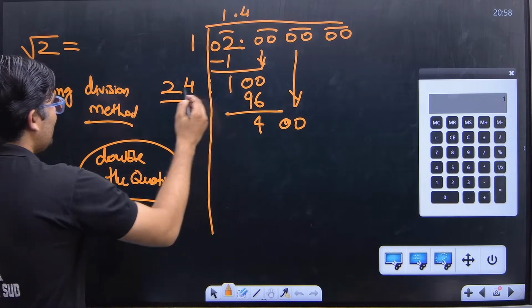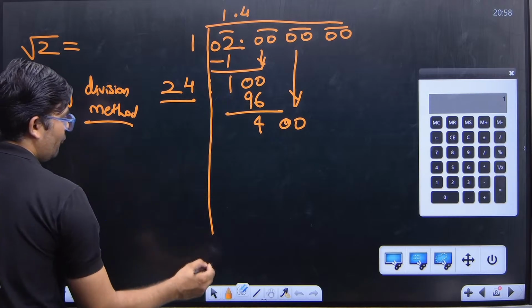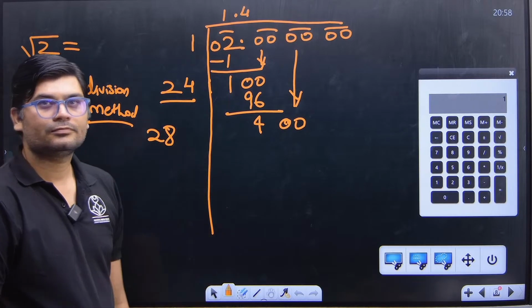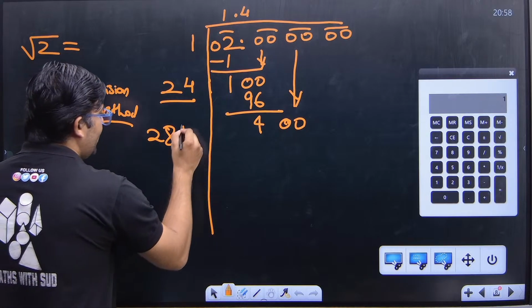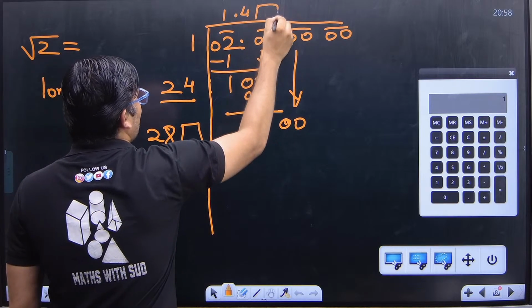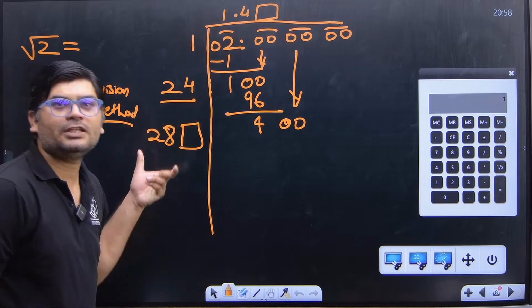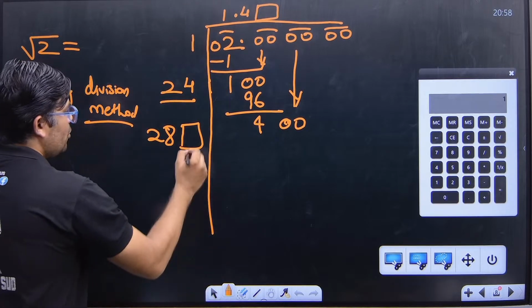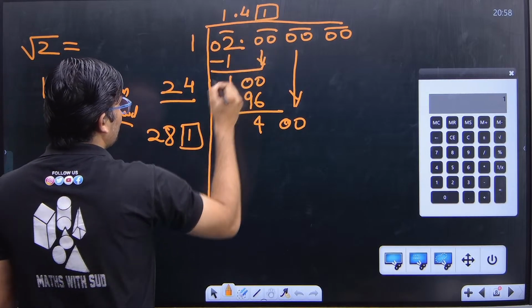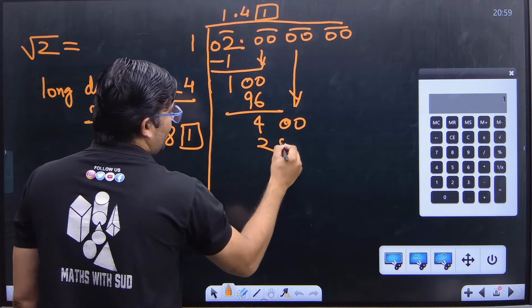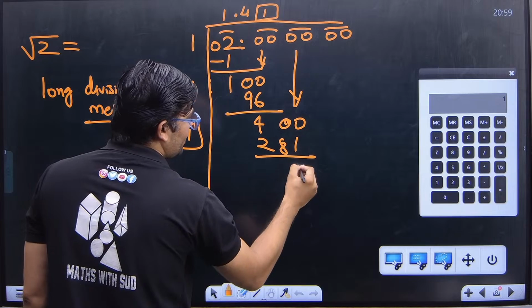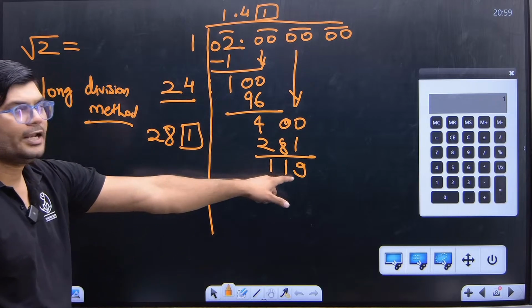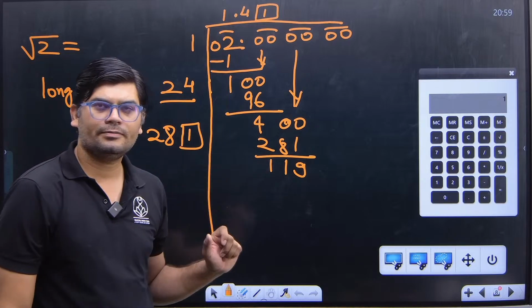What I have got? 400. Again I will double the 14. I told you I will double the 14. So 14 will become 28 now. Again I have to put a number here so that the same number will be put here and whose multiplication with this will be a 3-digit number whose multiplication will be less than 400. So I know that this number is going to be 1 because 281 into 1 is 281 and 10 minus 1 is 9, 9 minus 8 is 1, 3 minus 2 is 1. Okay, so it is 119. Are you getting it? Yeah.